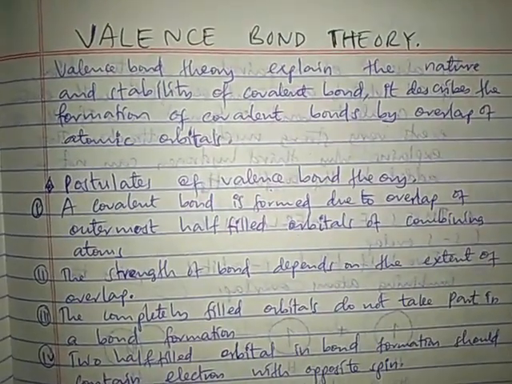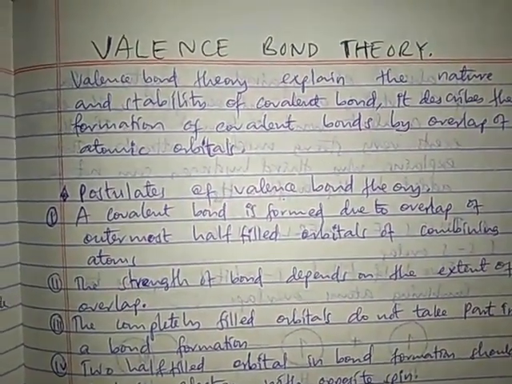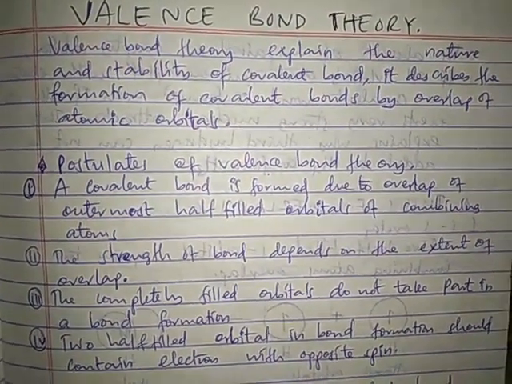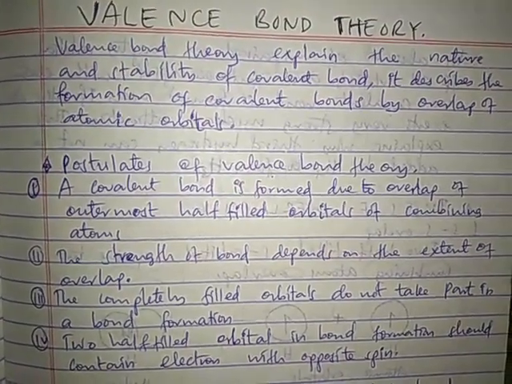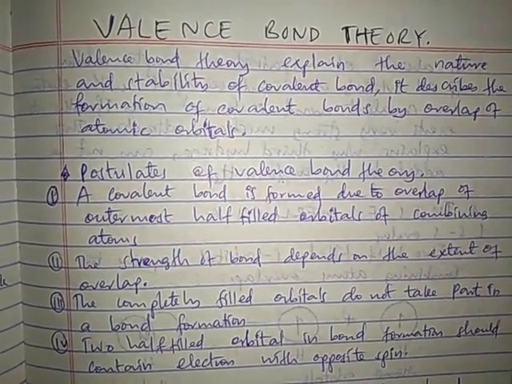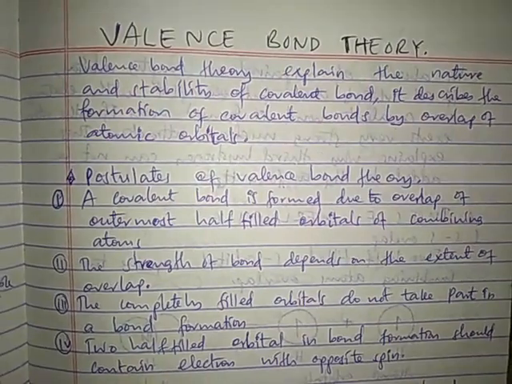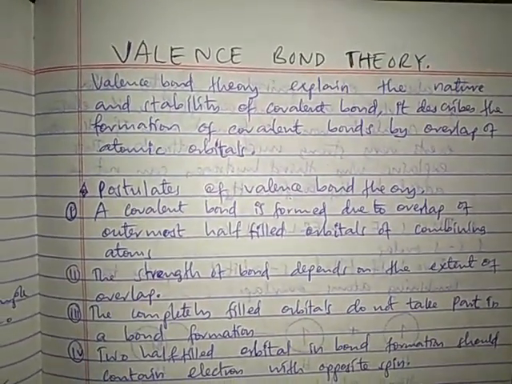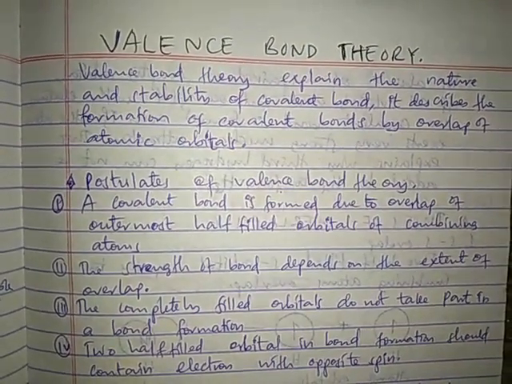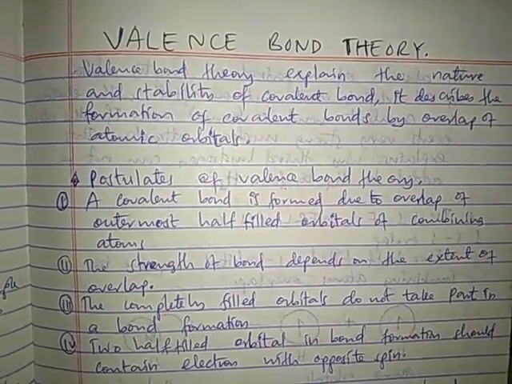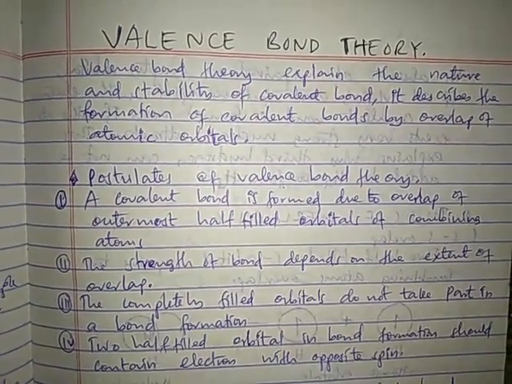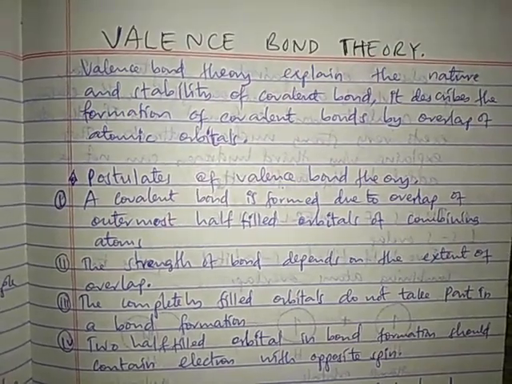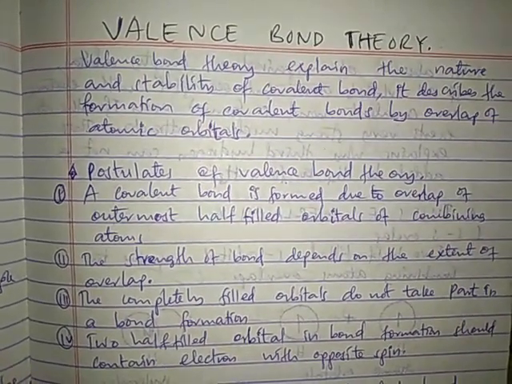In my previous video, I promised you to start with hybridization, but because of time and access of materials, I will start with the valence bond theory, and then we shall jump to hybridization later. So, valence bond theory explains the nature and stability of covalent bond.